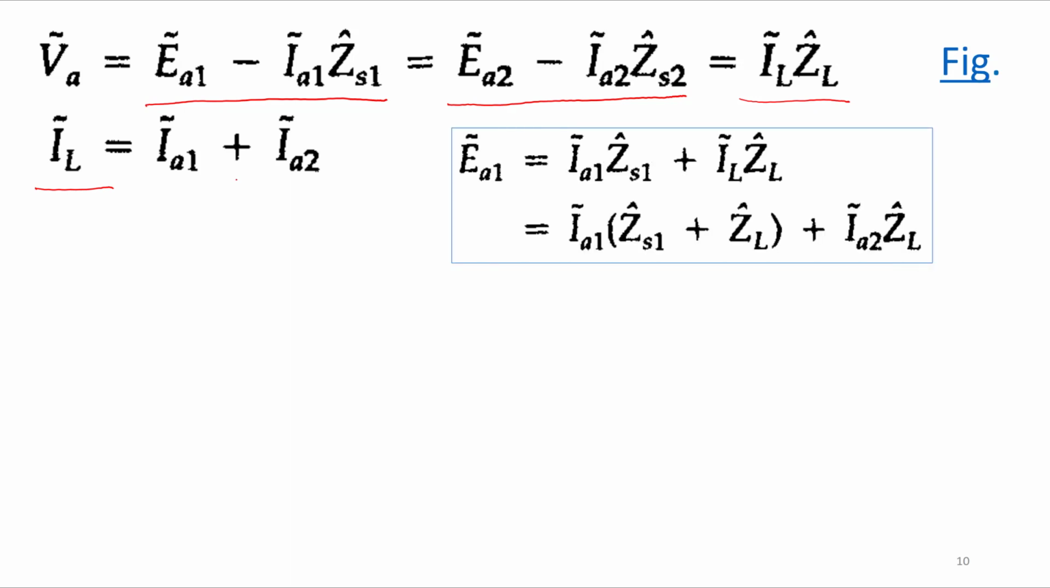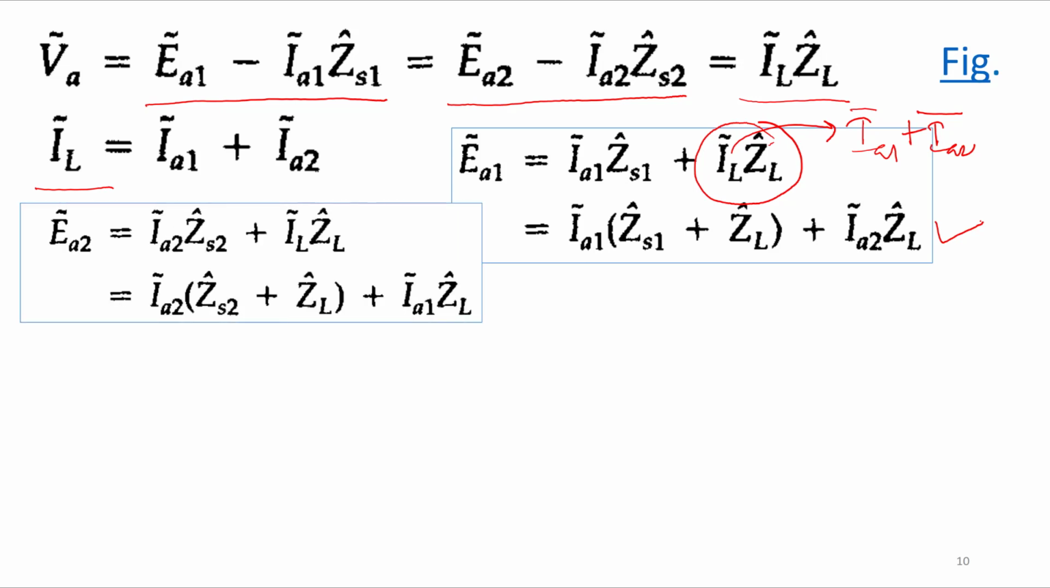Now I can write EA1 in terms of IA1 ZS1, right? So EA1 will become equal to VA plus IA1 ZS1. Instead of VA I can write IL ZL, right? So therefore I can write IA1 times ZS1 plus ZL, plus IA2 ZL, because IL I can substitute here as IA1 plus IA2. After substituting I will get this expression. Similarly I can write EA2 also.